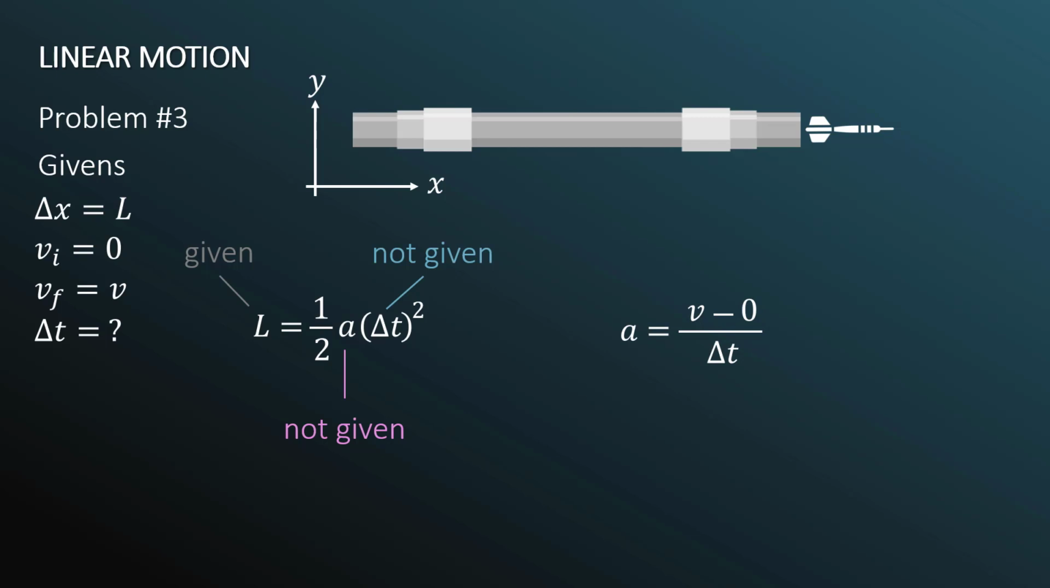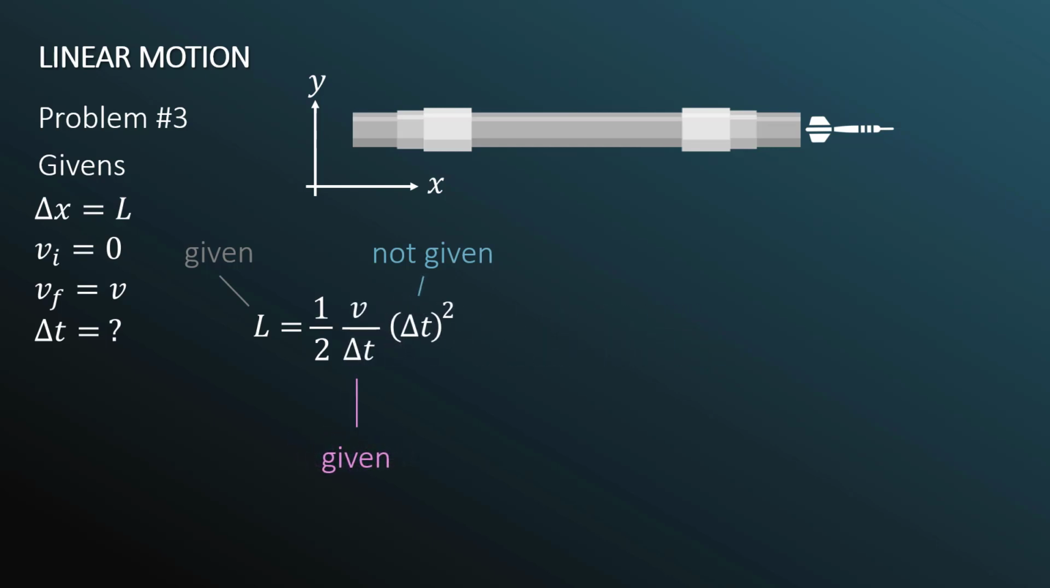So we have v minus 0 over delta t. Now 0, we don't need to put that there. It doesn't matter. It's not doing anything. So we rewrite this as a equals v over delta t. So now we have two equations. What we should do here is we should substitute the second equation into the first equation. So we take our a from the second equation and we plug it into a in the first equation. That way we no longer actually have a remaining. And I'll show you what that means.